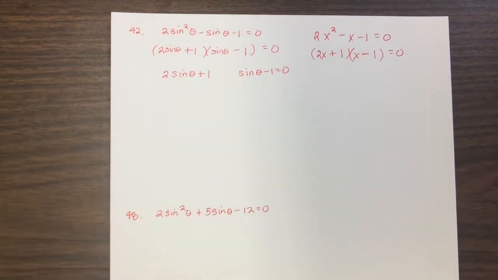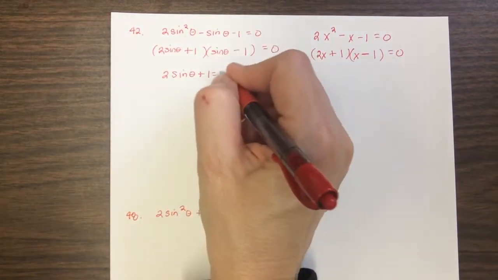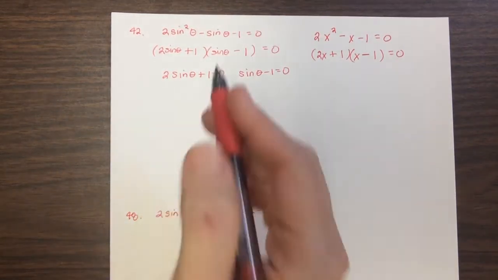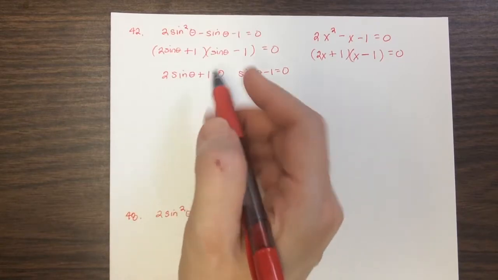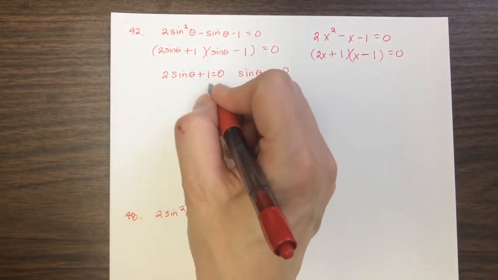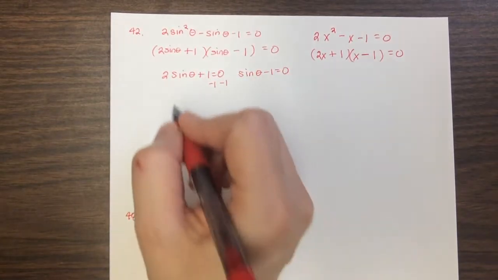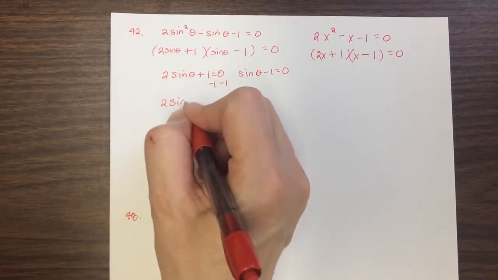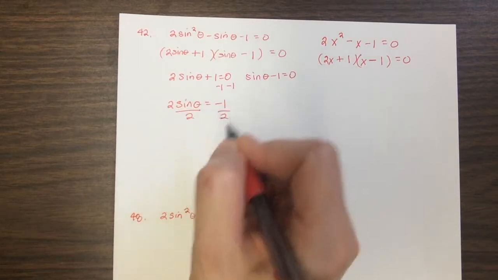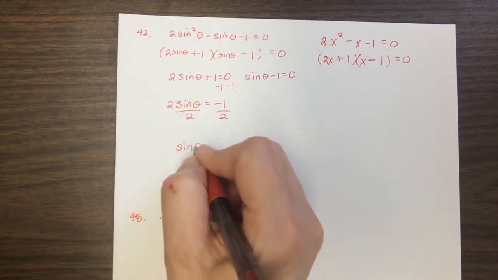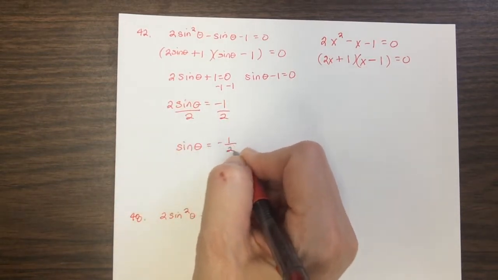and then I solve, just like I did in the earlier problem. So I forgot to set that equal to 0. When I isolate my sine of theta, I'm going to subtract 1, and then divide by 2. So the sine of theta is going to equal negative 1/2.